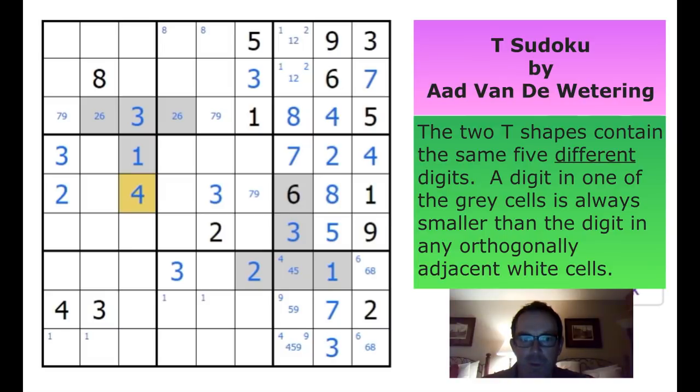This is a 4. Therefore, this is a 4 in its counterpart T shape. And now there's a 4 in one of those 2 squares. This is a 4 at the top because this one isn't a 4, so we get a 4 at the top.